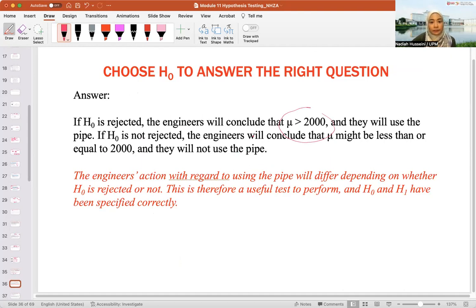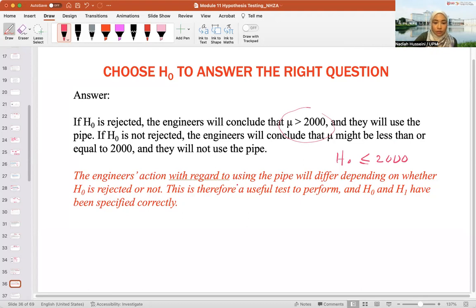So what is the implication here? The implication is if they use H-naught less than or equal to 2000 and they choose H-naught, even though H-naught is equal to 2000, they are still not going to use it because there is a probability that it can be below 2000. And it is very dangerous if we use something that is below specs, right? It can cause disasters. So the engineer's action with regard to using the pipe will differ depending on whether H-naught is rejected or not.